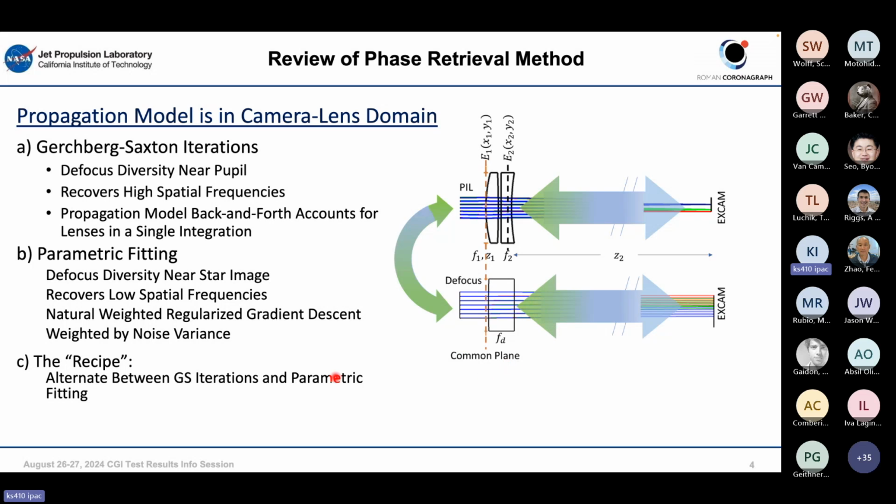The second approach was parametric fitting, which is just a forward propagation. Find the wavefront that, incident on the defocus lenses and the source lens, gives the predicted image. The degrees of freedom are low spatial orders, such as the Zernikes. And then we have a recipe which basically combines all of this back and forth, iterating many times. And that's one slide on phase retrieval.